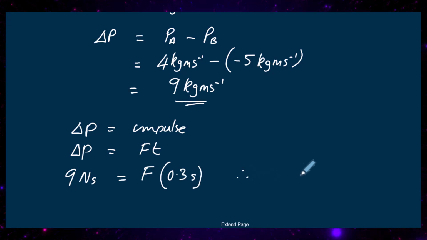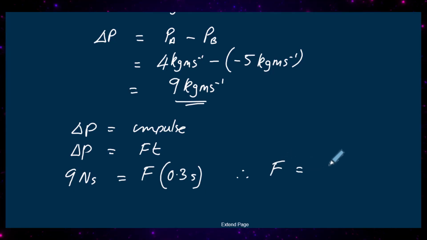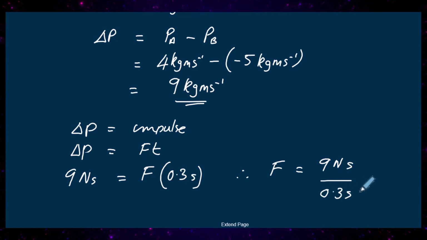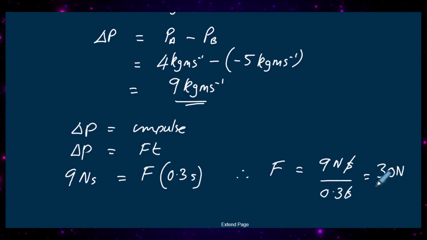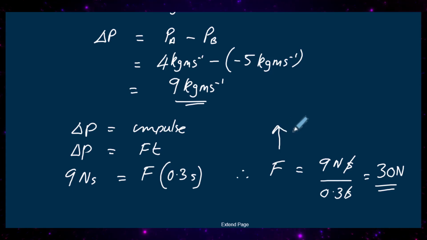Therefore, we can find the average force given to the ball, and the average force F is going to be equal to the 9 newton seconds divided by our time of 0.3 seconds. The seconds cancel out, and we get 9 divided by 0.3, which is the same as 3 into 9 goes 3 times. It's going to be 30 newtons. And notice that the force is a positive force, which means the force is actually upwards. And that's what we expect, because the force is going to be giving the ball an upwards push to make it bounce up.